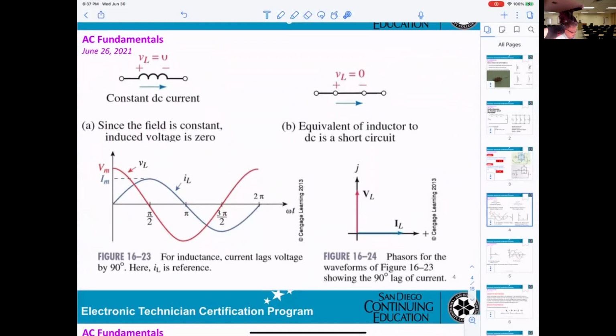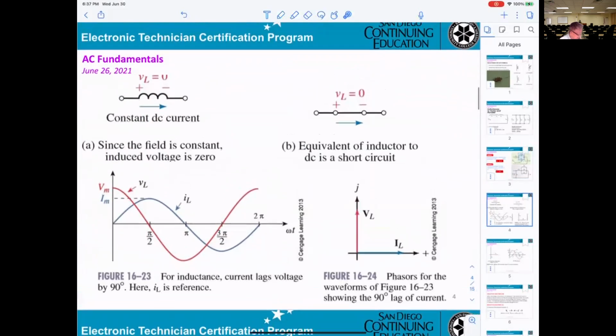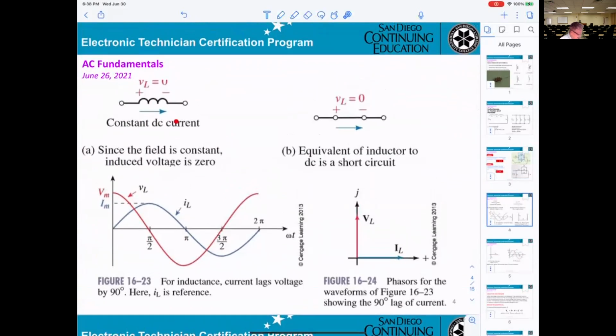Okay, now for the AC. You can see this is an inductor here. And basically, for DC, VL will be equal to zero, and that will be just like a wire. How many turns they make determines the inductor. So for DC, basically VL will be equal to zero.